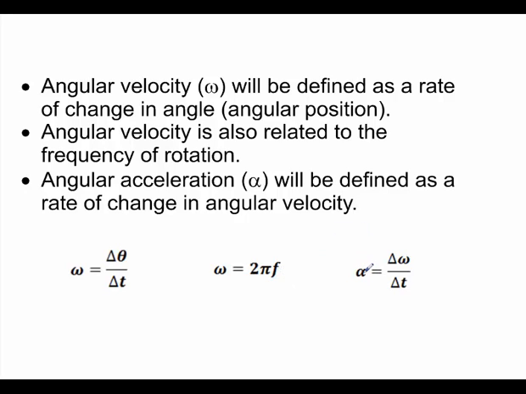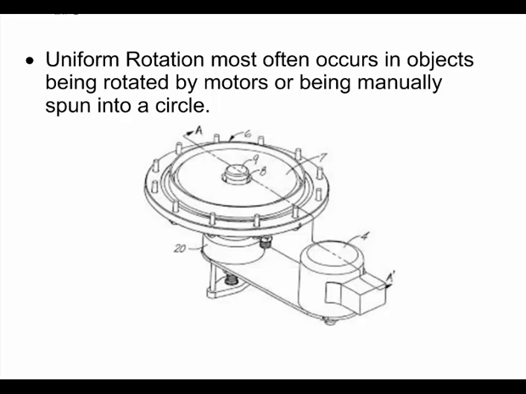Now, alpha, being the angular acceleration, is going to be the change in the angular velocity over change in time. And again, the units of this will be in radians per second squared. Uniform rotation most often occurs in objects being rotated by motors, such as this device here, or being manually spun into a circle.